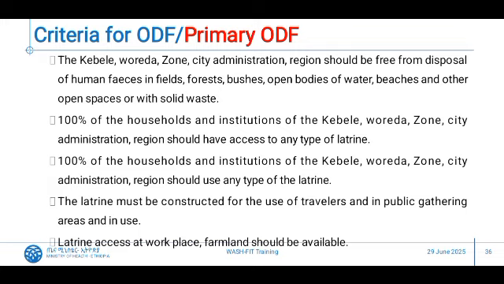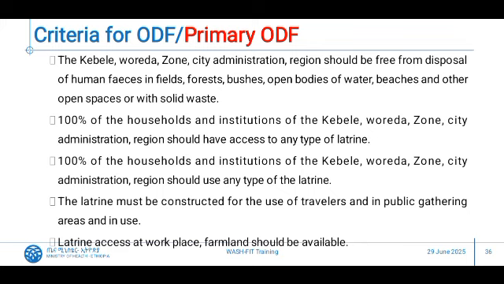Criteria for ODF or primary ODF. The Kabale, Warada, zone, city administration regions should be free from disposal of human feces in fields, forests, bushes, open bodies of water, beaches, and other open spaces, or with solid waste. 100% of the households and institutions of the Kabale, Warada, zone, city administration region should have access to any type of latrine.